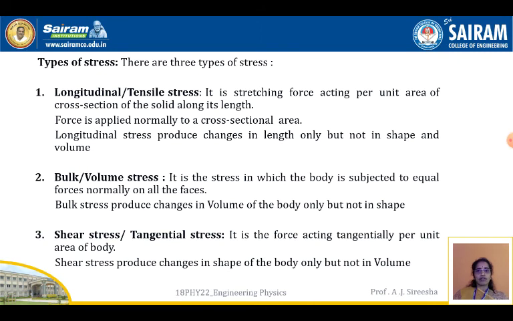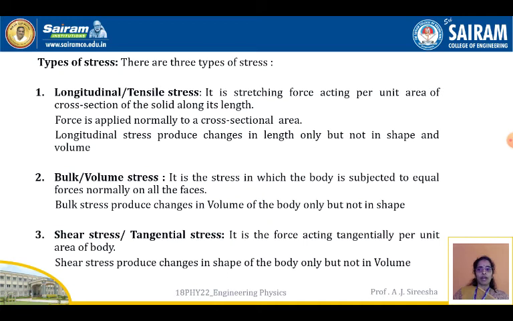Next, what are the types of stresses? There are three types of stresses. Longitudinal stress, or the tensile stress. It is a stretching force acting per unit area of cross section of the solid along its length. Force is applied normally to the cross sectional area. Longitudinal stress produces changes in length only, but not in the shape and volume. So longitudinal stress is when the applied force is along the length. Dimensions are changed along the length.